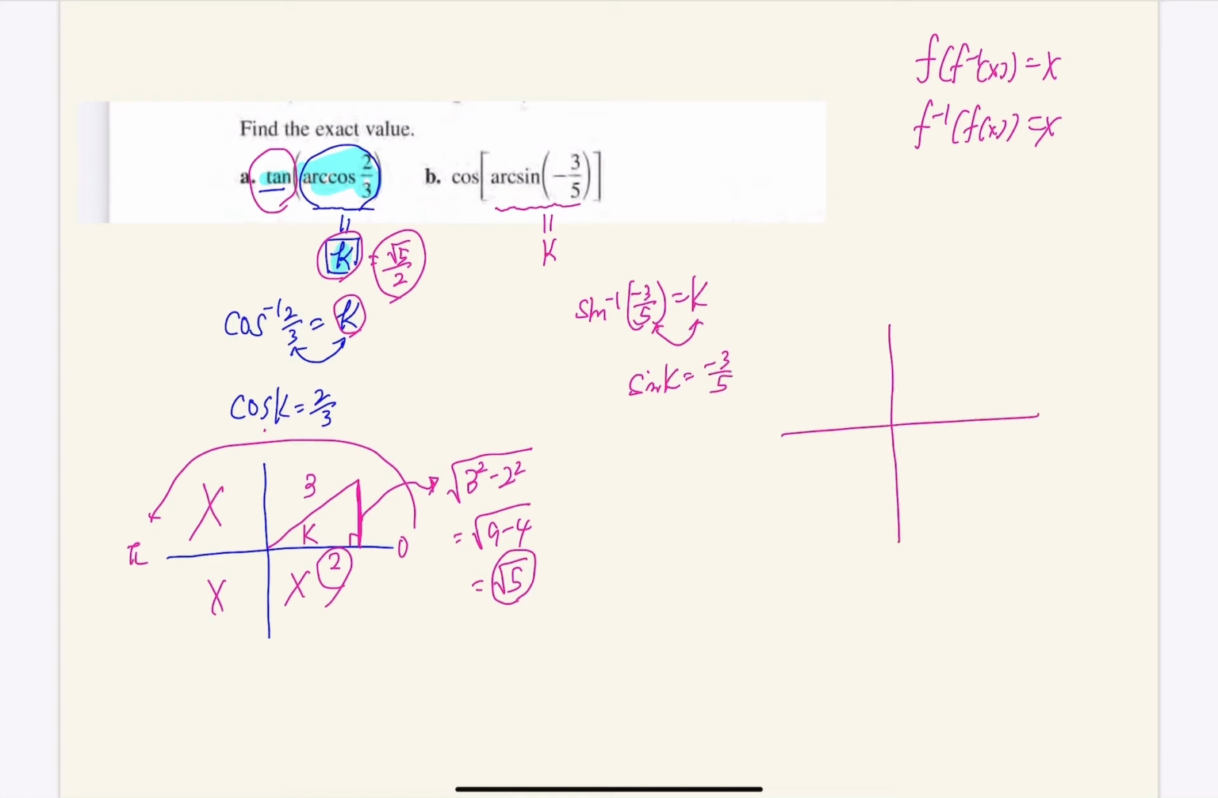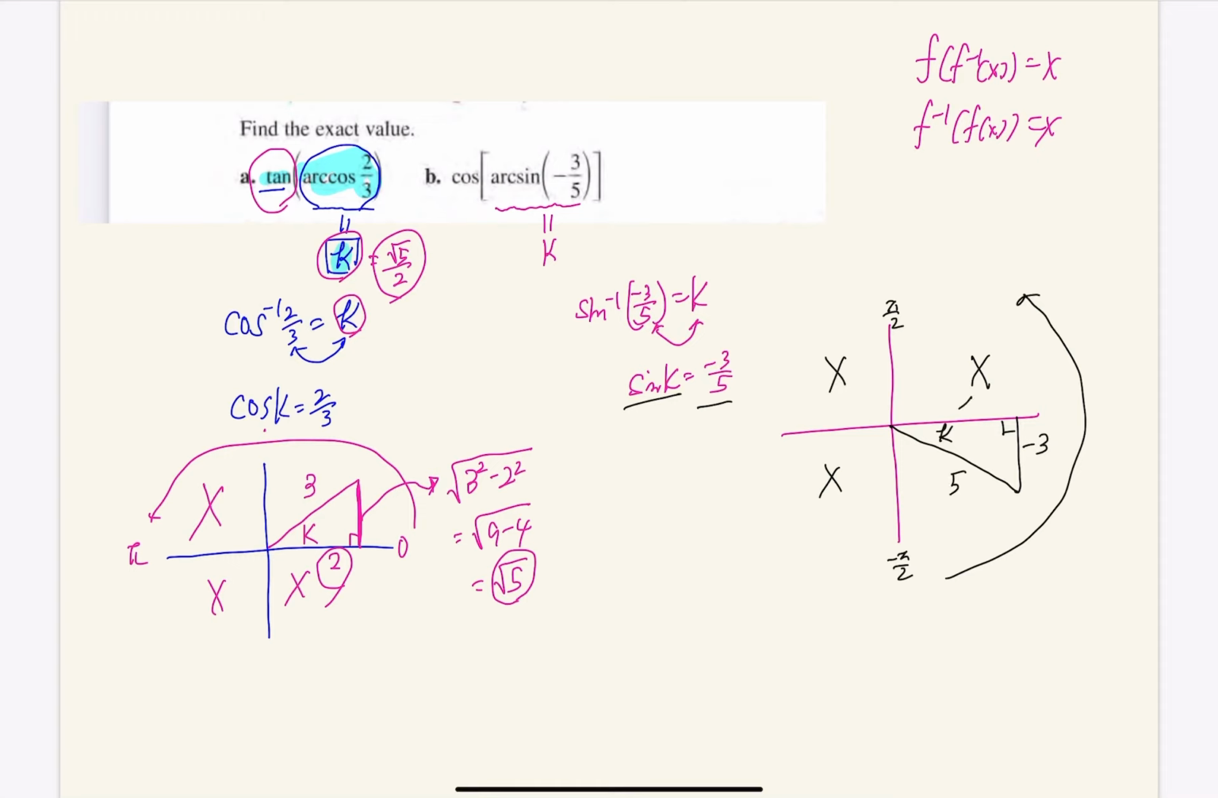I'm going to make a right triangle in the fourth quadrant, because the range of sine inverse is between -pi/2 and pi/2. This way, we can't use these two quadrants. But sine k is negative, so k should be in the fourth quadrant, not the first quadrant, right? So reject the first quadrant. k is an angle in the fourth quadrant, and the sine value is opposite over hypotenuse, -3/5.